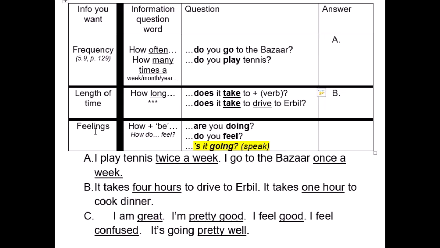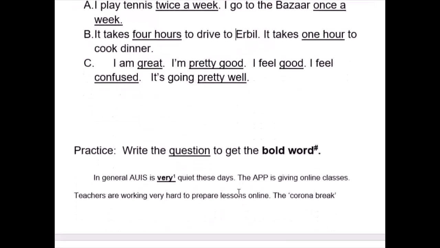Okay. Feelings, how are you doing? How do you feel? How's it going? All right, so I am great. I am pretty good. I feel good. I feel confused. It's going pretty well. Okay, so asking about feelings, we can use how. And we can use these different ways of asking.